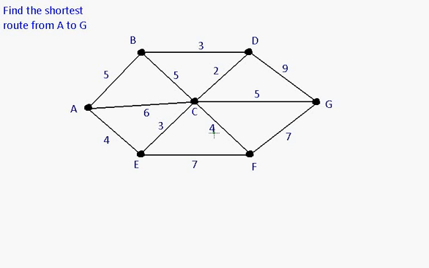In this video I'm going to show you an example of how to use Dijkstra's Algorithm to find a route, or the shortest route, from one vertex to another. In this example we're looking at from A to G.